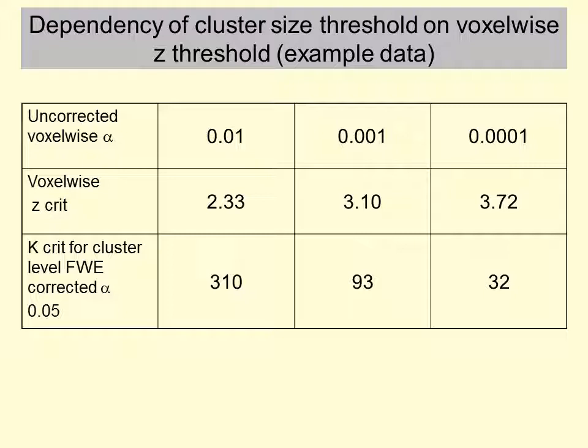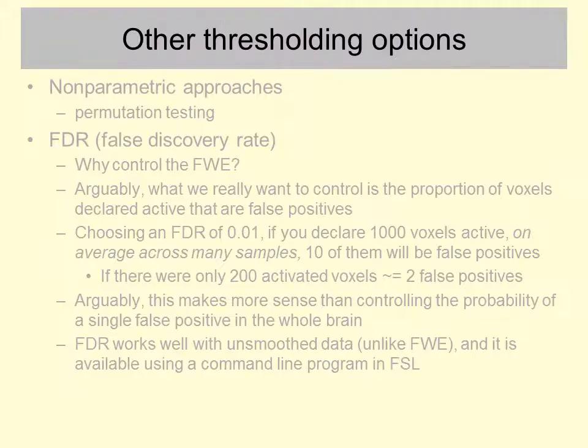I should say these values here depend on a particular data set. I generated these by using a particular data set, but you would get similar values from other data sets. Let's take a quick look at other thresholding options. There are non-parametric approaches which are based upon permutation testing, and permutation testing involves permuting or shuffling the data.